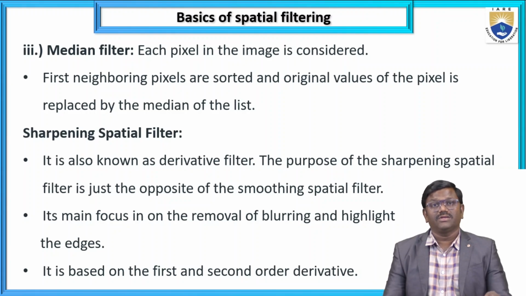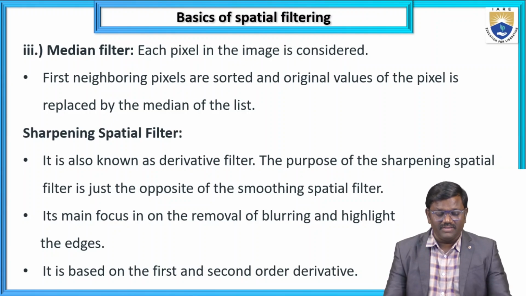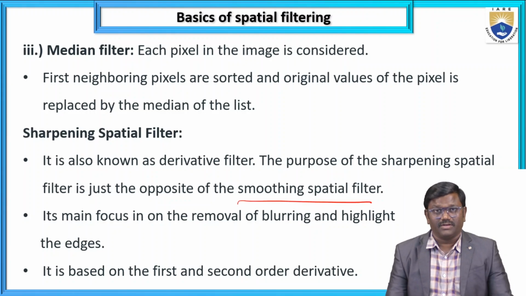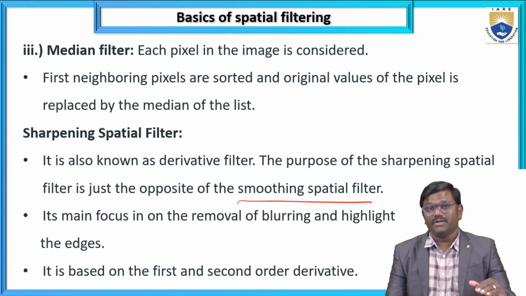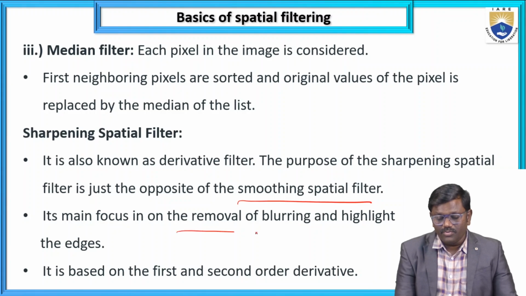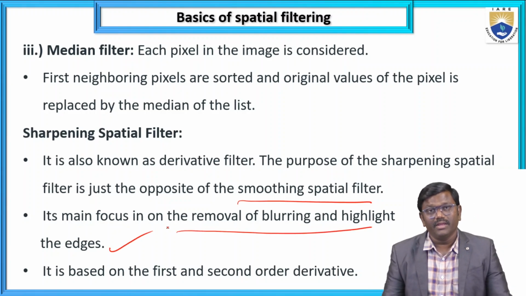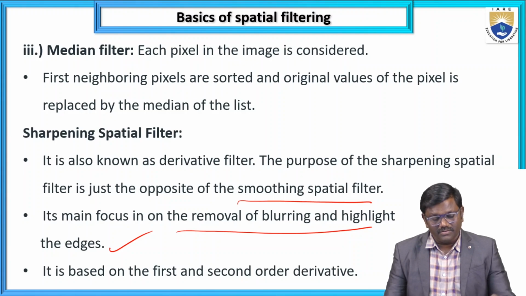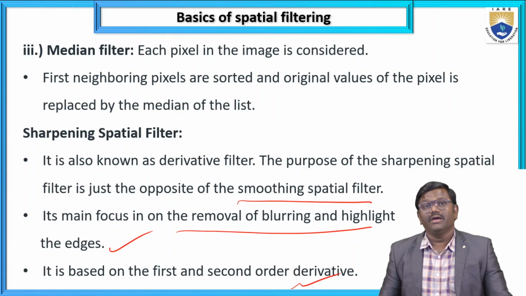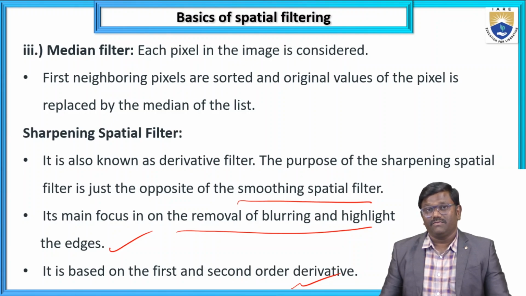The sharpening spatial filter we also call the derivative filter. The purpose of the sharpening spatial filter is just the opposite of the smoothing spatial filter. It focuses on the removal of blurring and the highlighting of edges. It is based on the first and second derivative orders that we defined and developed for the sharpening spatial filter.